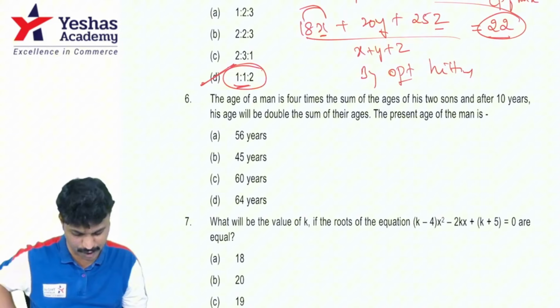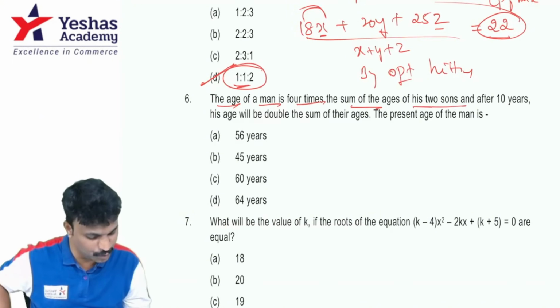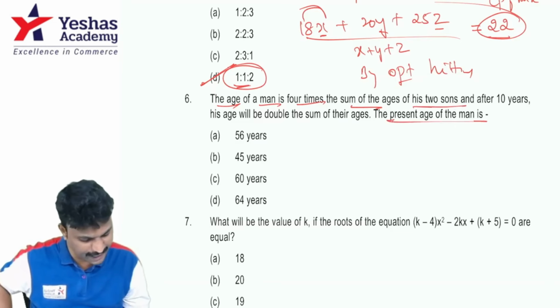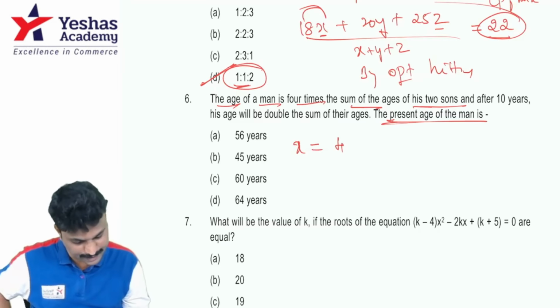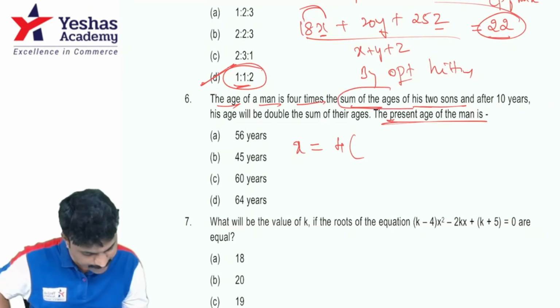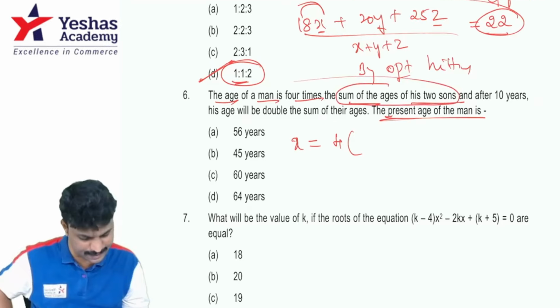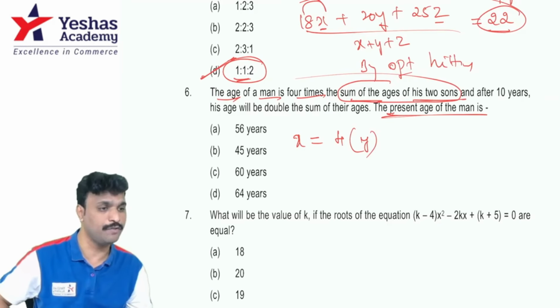Guys, moving on to the next question. Question number 6. The age of a man is 4 times the sum of the ages of his 2 sons. So we'll take the present age of the man as x, which is equal to 4 times the sum of the ages of his 2 sons. I'll take the sum of the ages as y. Okay, x is equal to 4y.